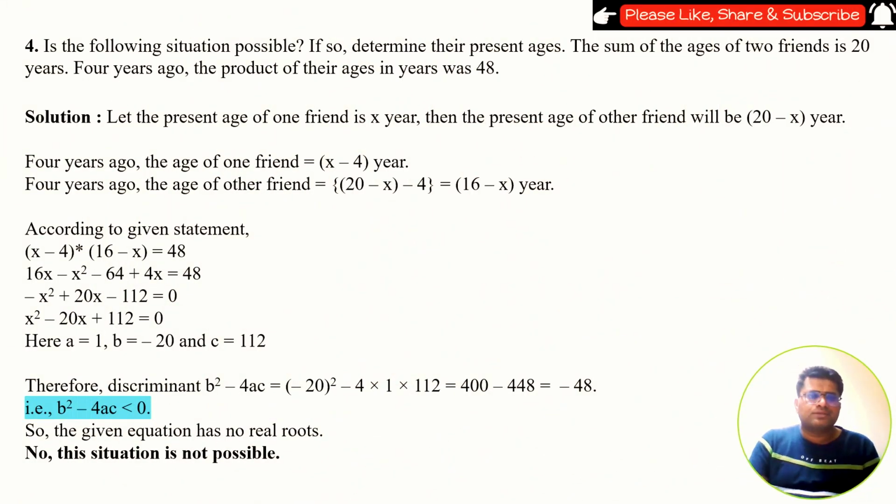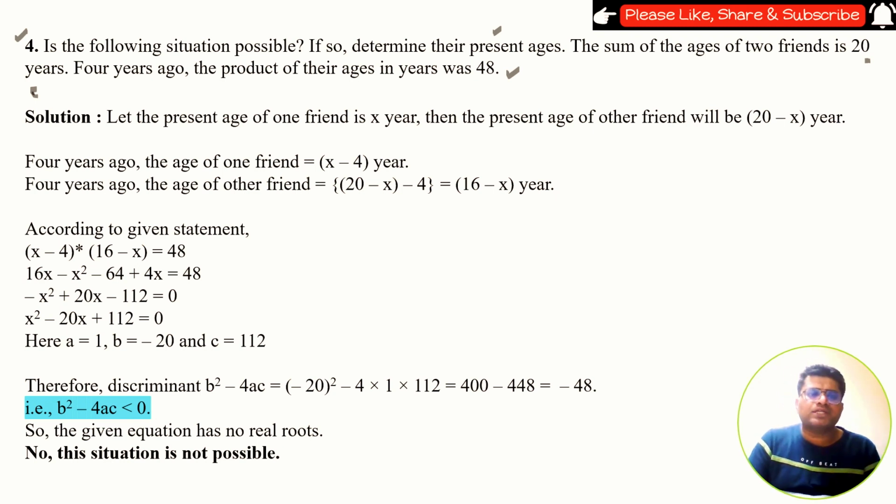This is problem number 4 from your exercise 4.3. Is the following situation possible? If so, determine their present ages. The sum of the ages of two friends is 20 years. Sum of ages of two friends is 20 years. 4 years ago, the product of their ages in years was 48. Okay, the sum of two friends' ages is 20 years.